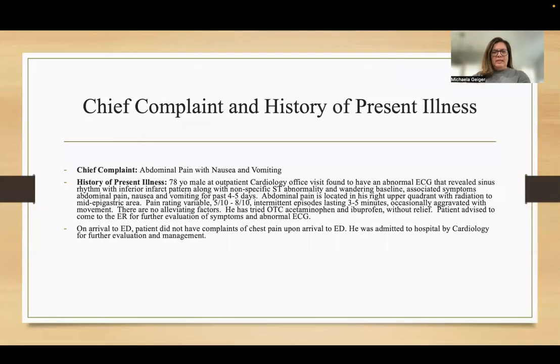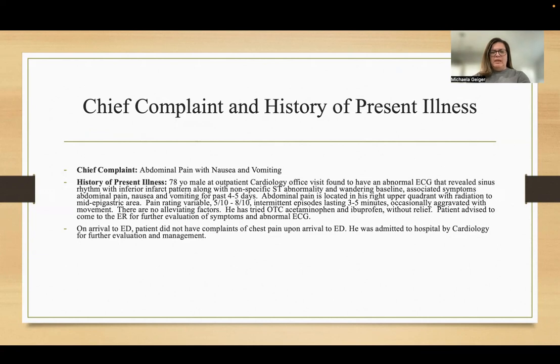So the patient that I'm presenting today had a complaint of abdominal pain with nausea and vomiting. Coincidentally, this patient was a 78-year-old male at an outpatient cardiology office visit, found to have an abnormal EKG that revealed sinus rhythm with an inferior infarct pattern, along with some nonspecific ST abnormalities. His associated symptoms were abdominal pain, nausea, and vomiting for the past 4 to 5 days.